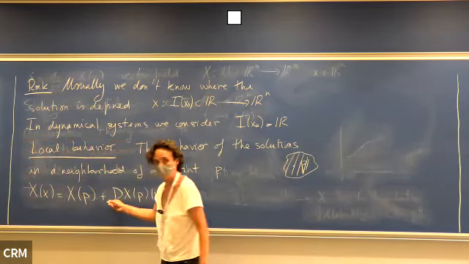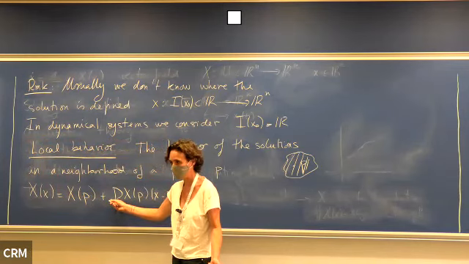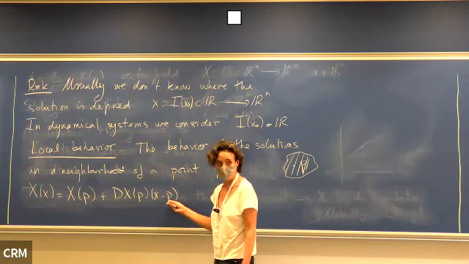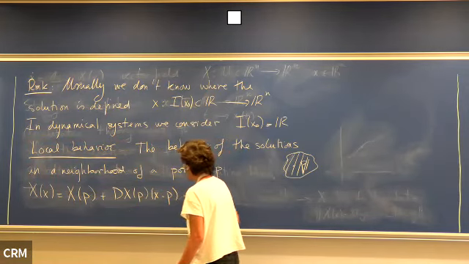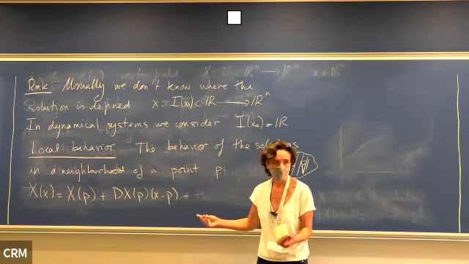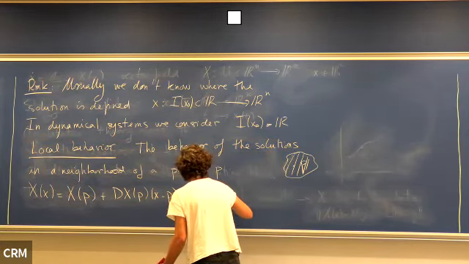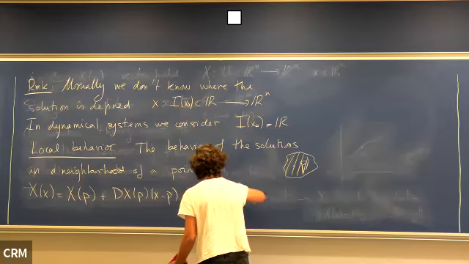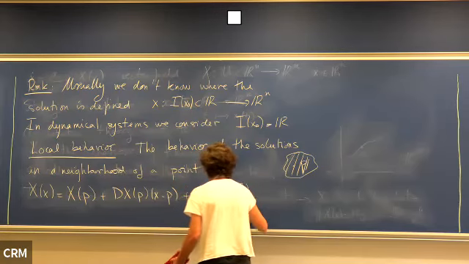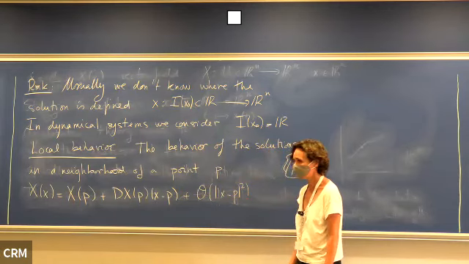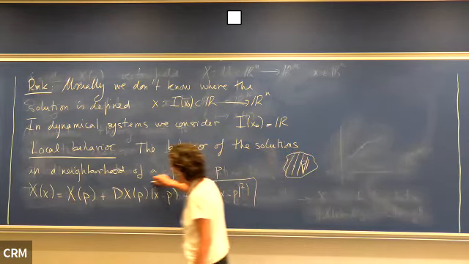This is the differential, the Jacobian matrix, multiplied by x minus p, plus something that is of quadratic order. Okay, we think something like this. So let me just write this. We understand that means norm. Yeah? Okay, so we think in this.